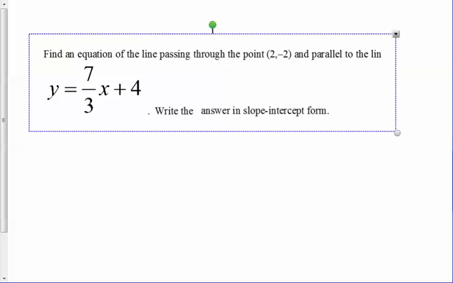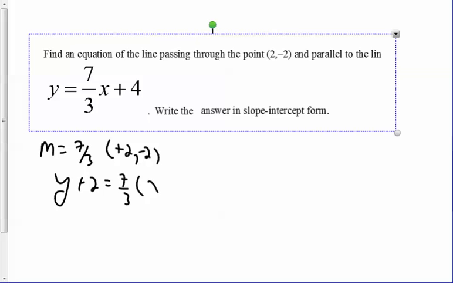And then on this one, it says find the equation of a line passing through the point 2 comma negative 2 and is parallel to the line right there. So the slope to be parallel is 7 over 3, and then you got 2 comma negative 2. So I'm going to just do y plus 2 equals 7 over 3 times x minus 2. And then you got y plus 2 equals 7/3 x minus 14 over 3.